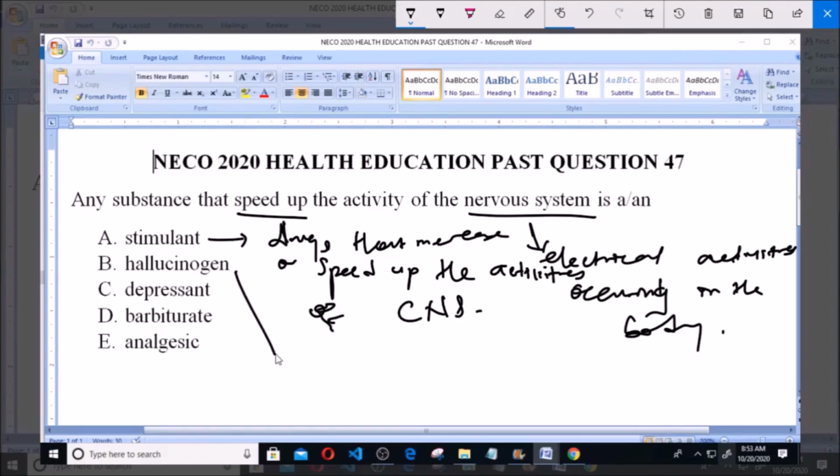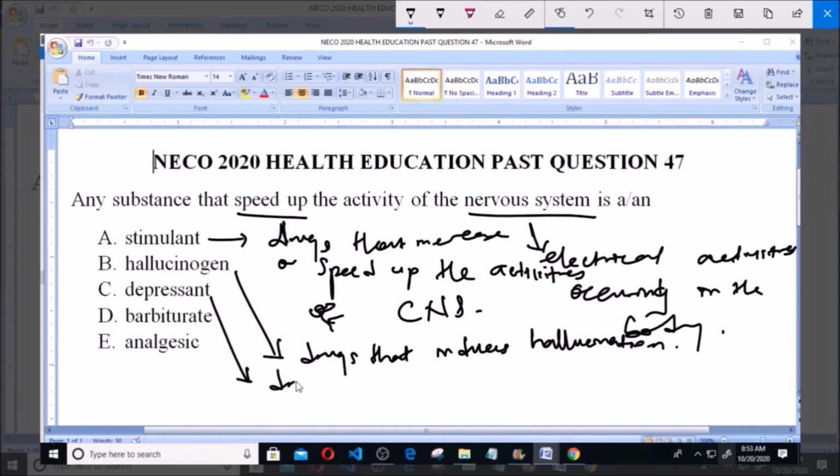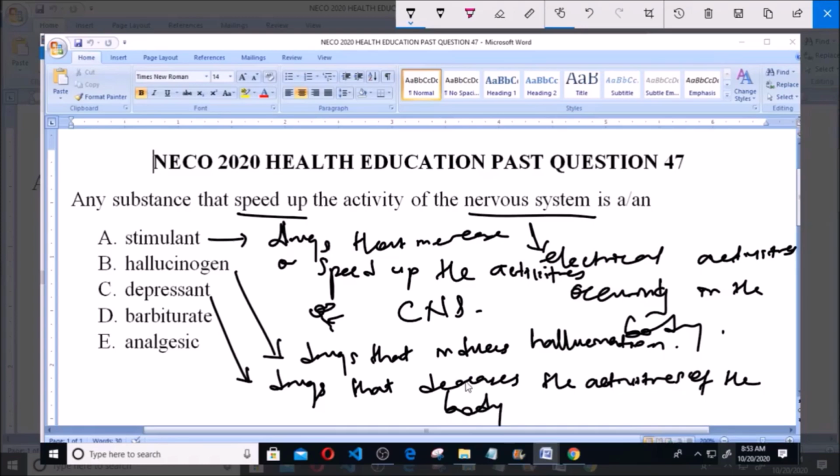Now option B is hallucinogen. Hallucinogens are drugs that induce hallucination. Option C says depressants. Depressants are drugs that decrease the activities of the body. In other words, you can say depressants are drugs that decrease the activities of the nervous system. Now the barbiturate here is a type of depressant.